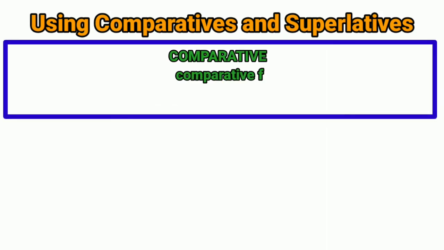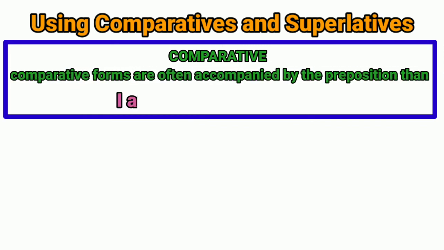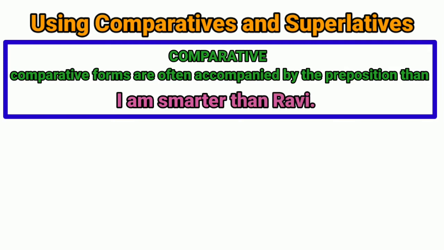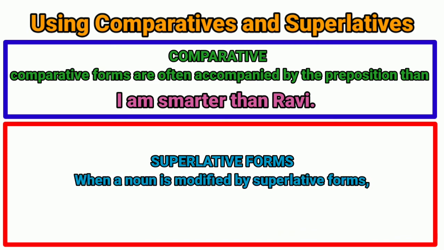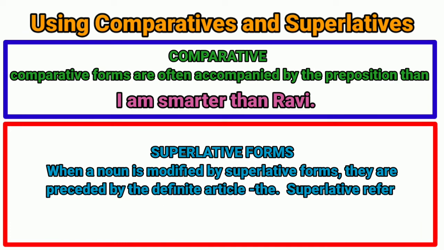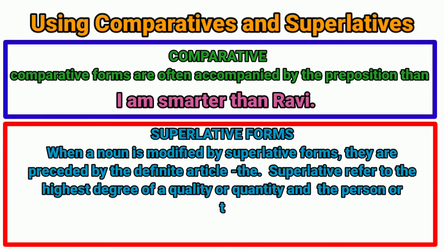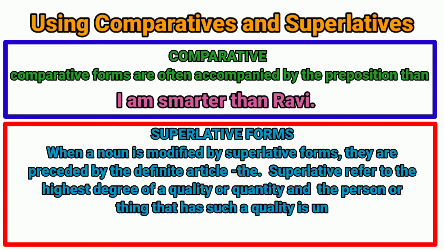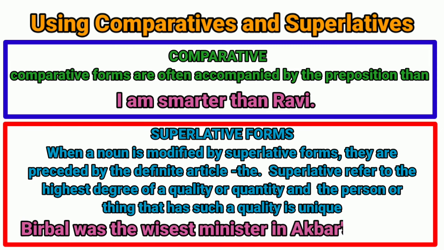Comparative forms are often accompanied by the preposition than. For example, I am smarter than Ravi. Superlative forms: when a noun is modified by superlative forms, they are preceded by the definite article the. Superlatives refer to the highest degree of a quality or quantity, and the person or thing that has such a quality is unique. For example, Birbal was the wisest minister in Akbar's court.